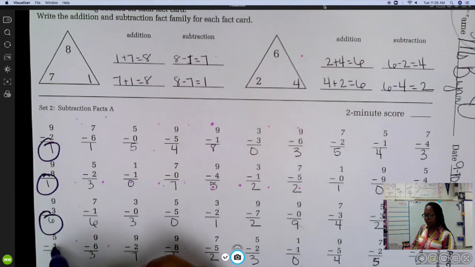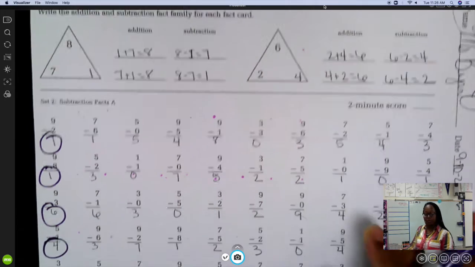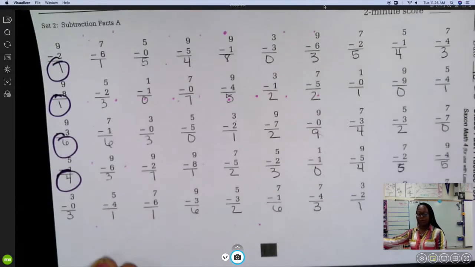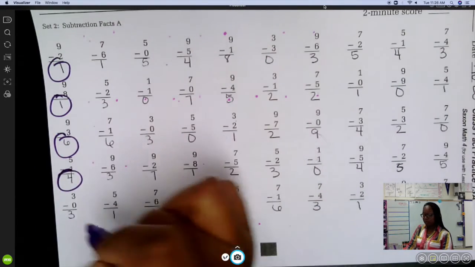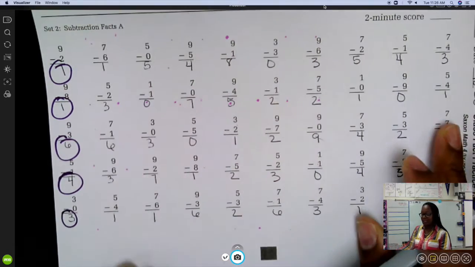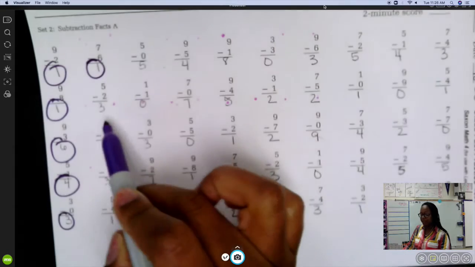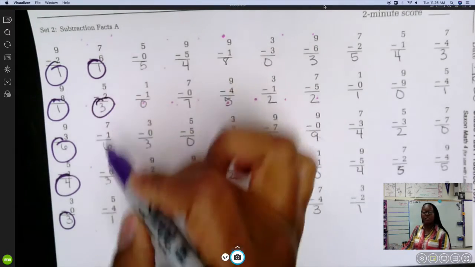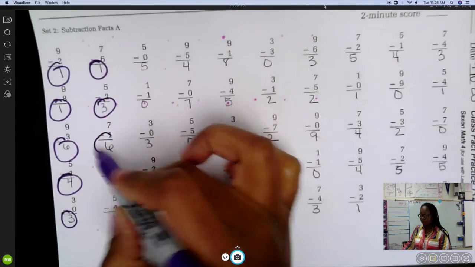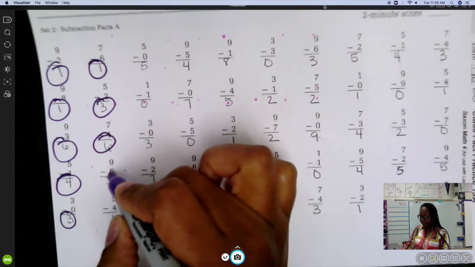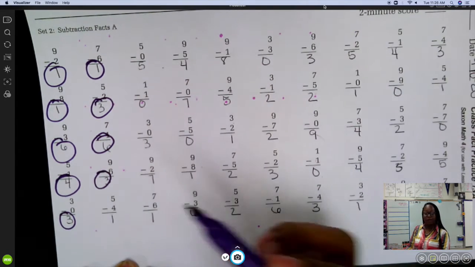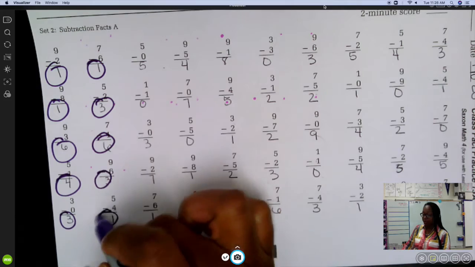5 minus 1 equals 4. Scoot it up. 3 minus 0 equals 3. 7 minus 6 equals 1. 5 minus 2 equals 3. 7 minus 1 equals 6. 9 minus 6 equals 3. 5 minus 4 equals 1.